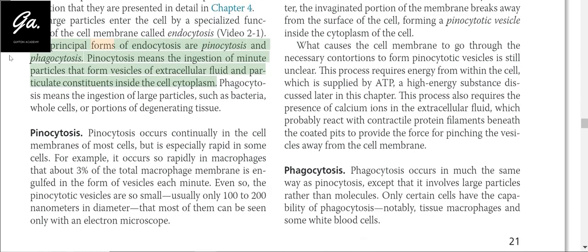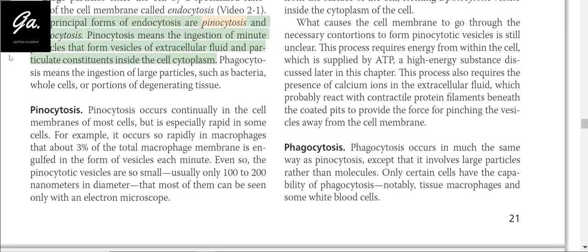The principal forms of endocytosis are pinocytosis and phagocytosis. Pinocytosis means the ingestion of minute particles that form vesicles of extracellular fluid and particulate constituents inside the cell cytoplasm. Phagocytosis means the ingestion of large particles, such as bacteria, whole cells, or portions of degenerating tissue. Pinocytosis.